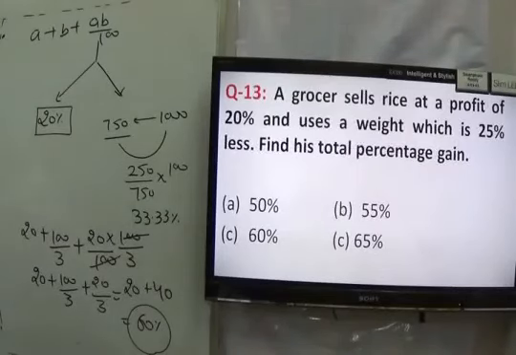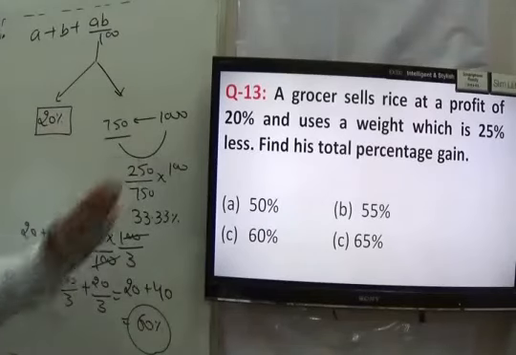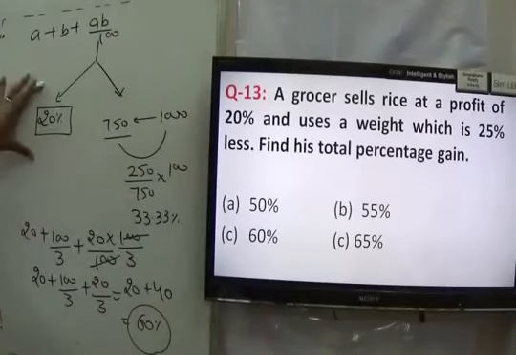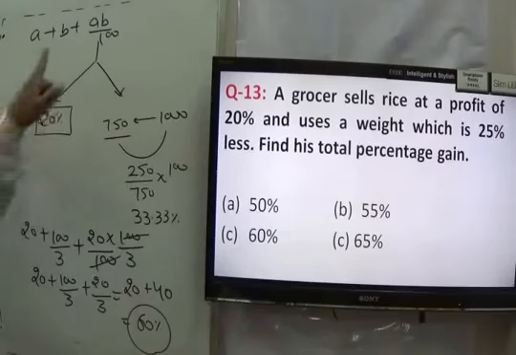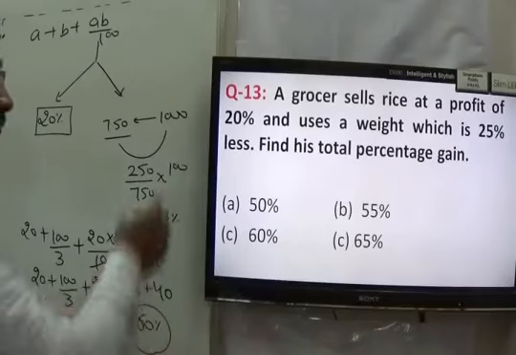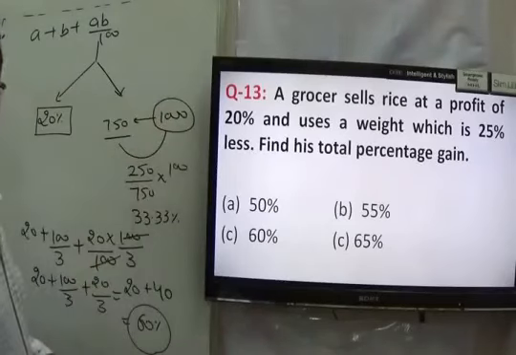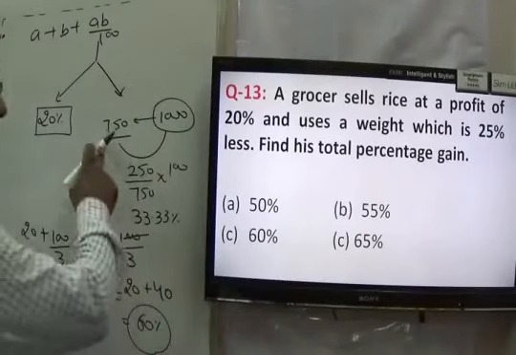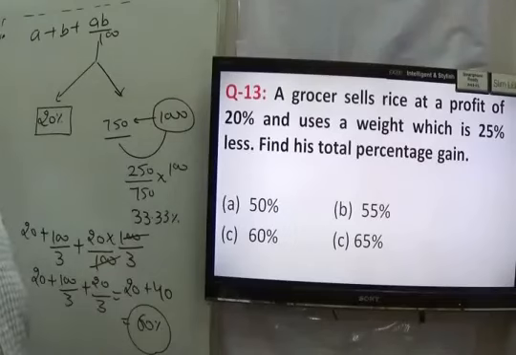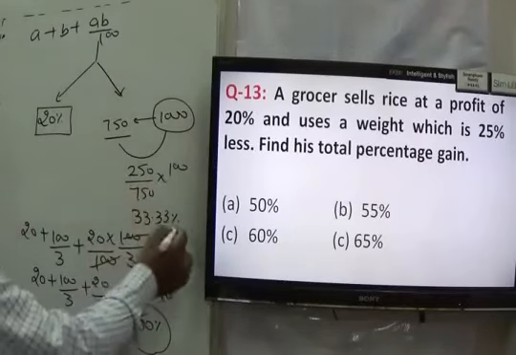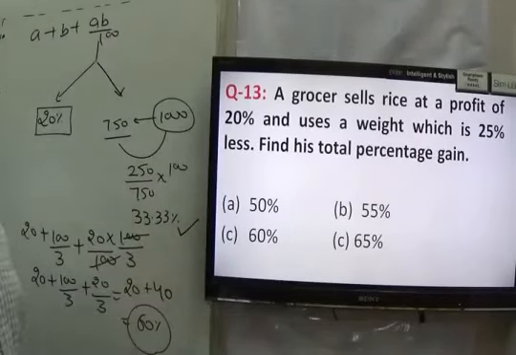Before going on to the next question, I would like to explain it once again. This question has two parts. The first part tells us he's selling the article at 20% profit, which means he has already marked up by 20%. The second states that he is going to use a balance which is 25% less. It means if he puts 1,000 on it, actually, he has to show 750. From here, I can say the profit he gets is 33.33%.